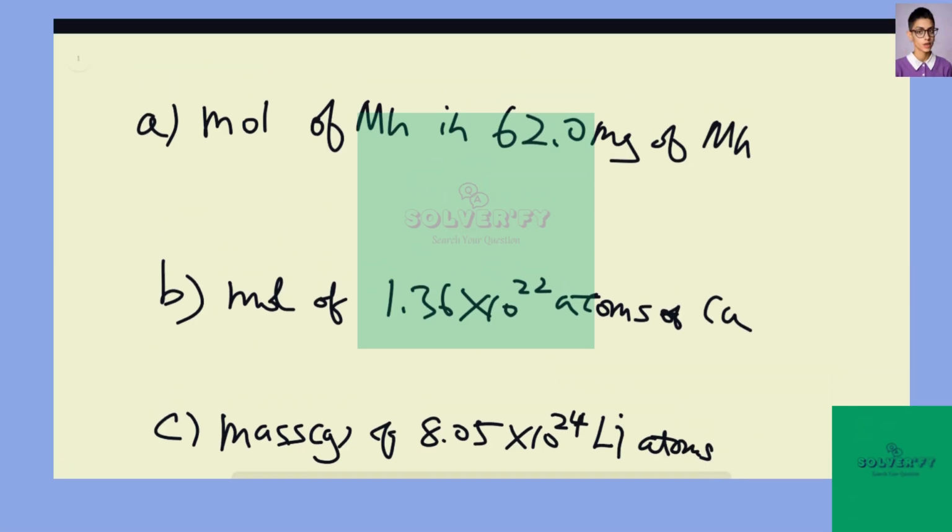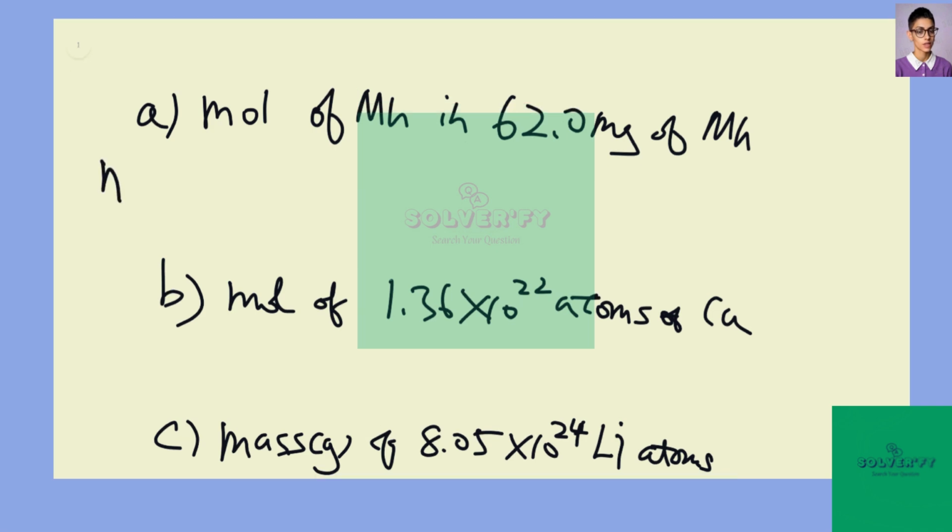So we have to find out the number of moles of manganese in 62 milligrams of manganese. First of all, when we have to convert mass to number of moles, we use the equation: number of moles equals mass over molar mass, where MM stands for molar mass. In this equation, the mass is always in grams, molar mass will be gram per mole, and the result will be number of moles.